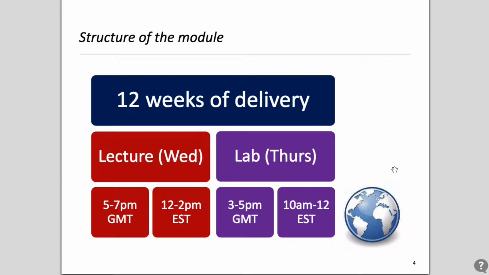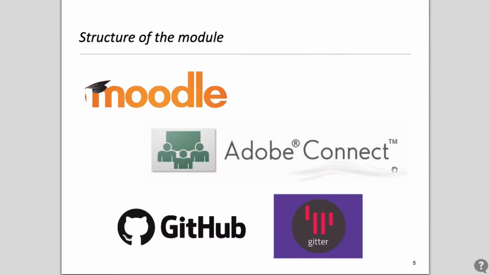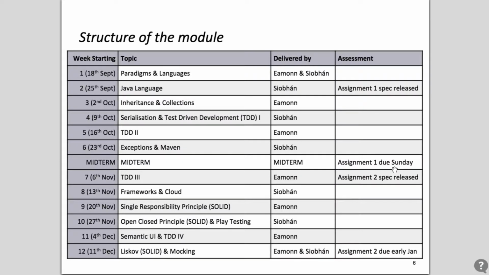Our module is 12 weeks. The 2-hour lecture, maybe an hour and a half, depending on how we get on, will take place on Wednesday at those times. And then there's a lab on Thursday at those times. That lab will be scripted, with detailed instructions provided each week, and it's designed to reinforce the lectures as we proceed. We're using Moodle, Adobe Connect, GitHub and Gitter, as well as of course a variety of development tools which we'll encounter as we progress.